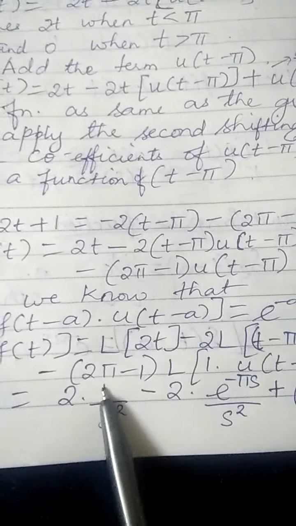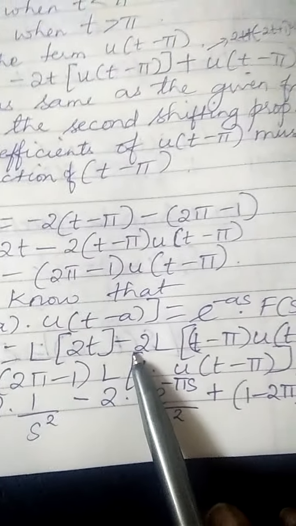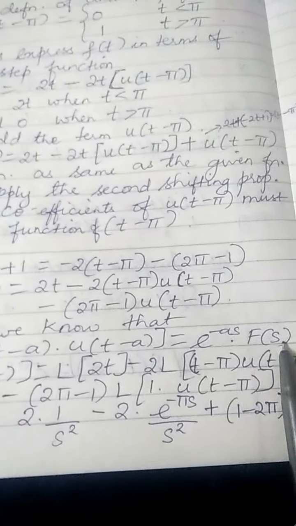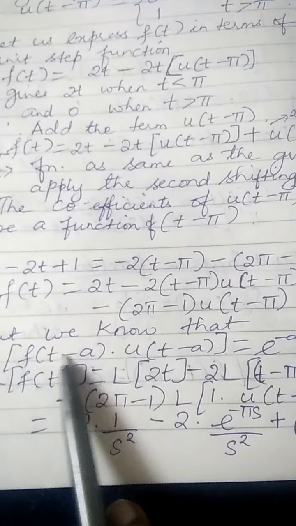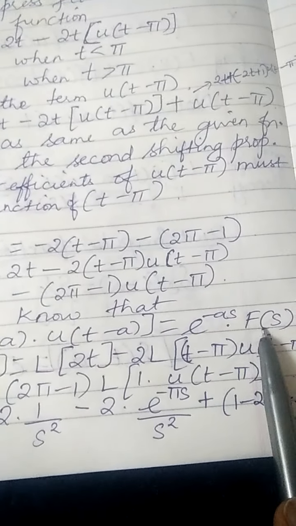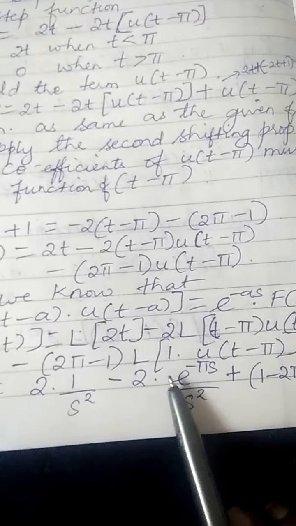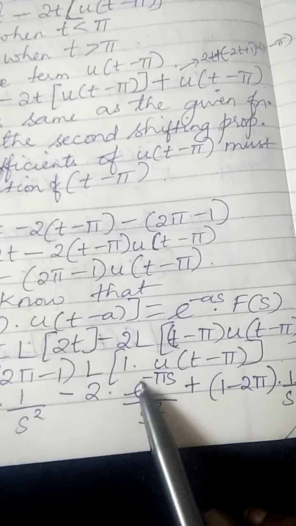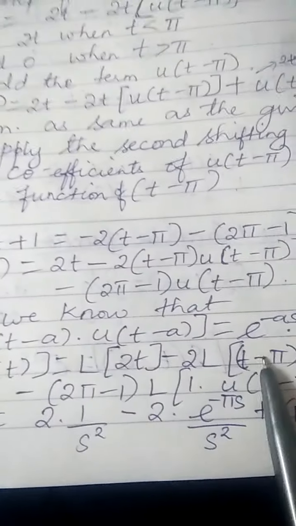We know that L of t is 1 by s square, so 2 into 1 by s square minus 2. For this we use the second shift property, and we will get e power minus as F of s. F of s is the transform of this function t. In this case, f of t is t. So F of s is 1 by s square, into e power minus pi s. T minus pi is a function of t minus a, so the function of t will be t.